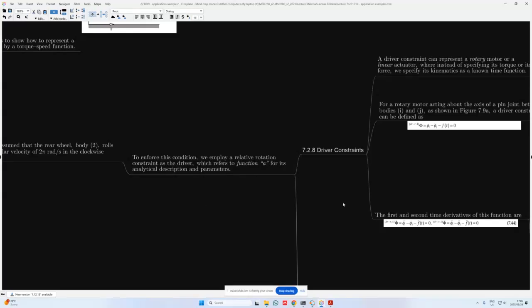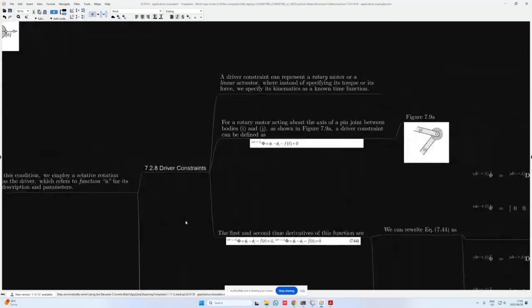And we did look at function type A before, but before we apply it to our current problem, let's just look back at PMD section 7.2.8, where we looked at driver constraints. Now remember that a driver constraint can represent either a rotary motor or a linear actuator, where instead of specifying the torque or the force acted on the body, we specify its kinematics as a known time function.